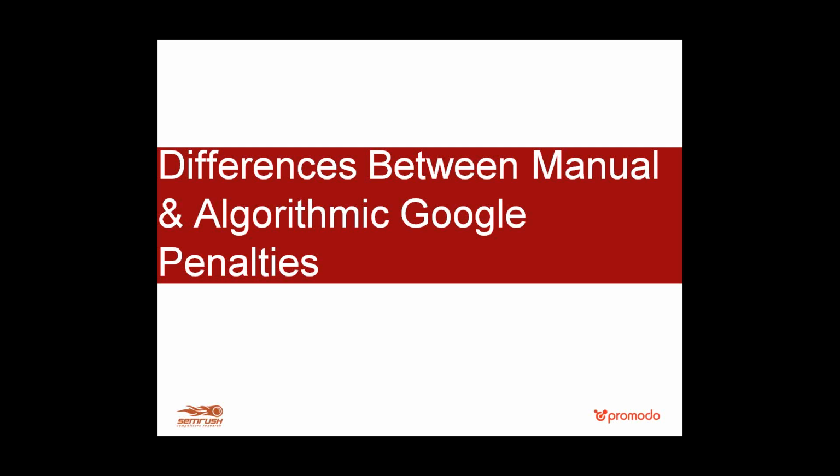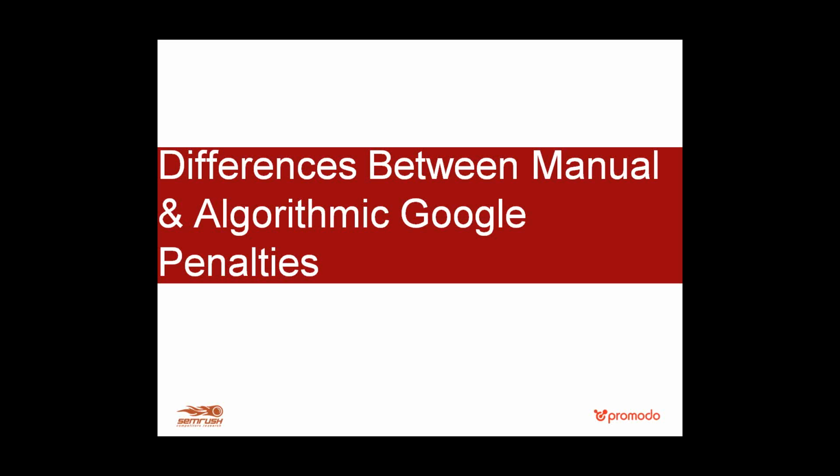Each year Google makes hundreds of changes to search algorithms. While most of these changes are minor, Google occasionally rolls out a major algorithmic update such as Google Panda and Google Penguin that affects search results in significant ways.